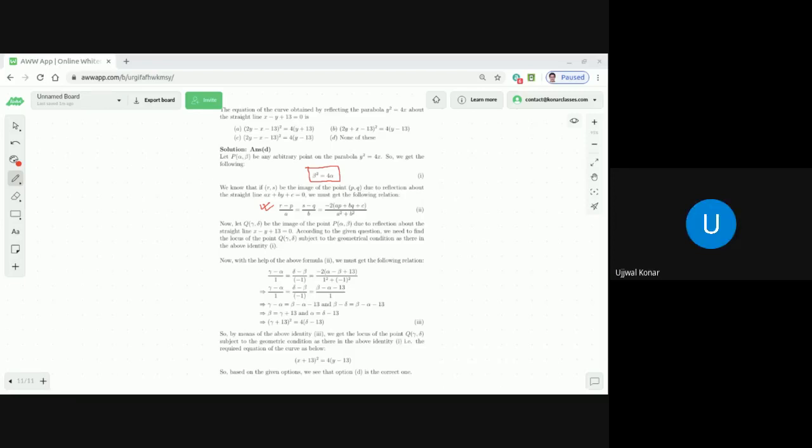But most importantly, what I say is that you will be able to answer this type of questions if you actually make more and more practice tests at KonarClasses.com. That is very important. That's why I always say to appear for more and more practice tests.